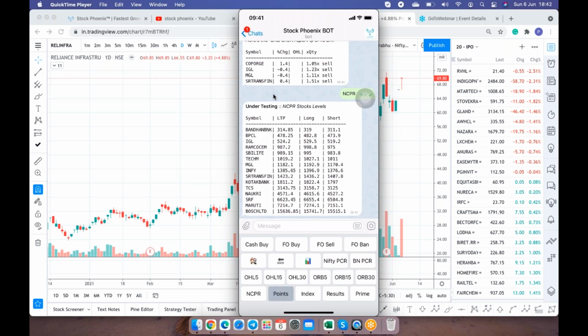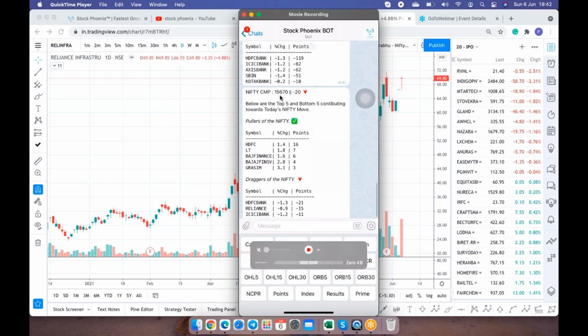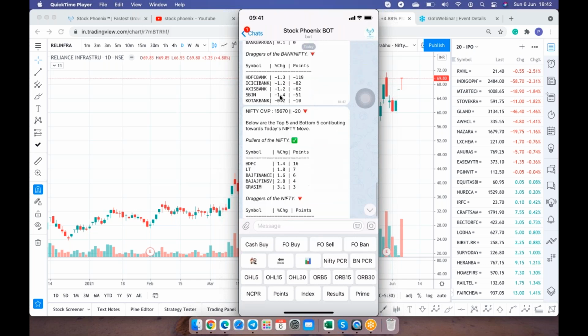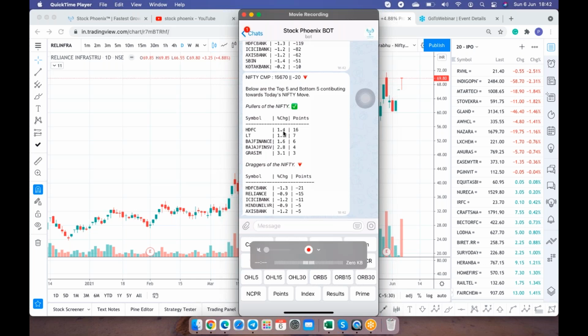Here, next thing is points. What does this point say? If you see on Friday, the index has been lifted. It is around the bank. Nifty is down by 20 points. So who caused this move of 20 points negative? These are the top 5 contributors for the up move, top 5 contributors for the down move. In fact, HDFC contributed 16 points up move, but HDFC Bank contributed 20 points down move. Reliance down 15 points. So these are the major draggers.